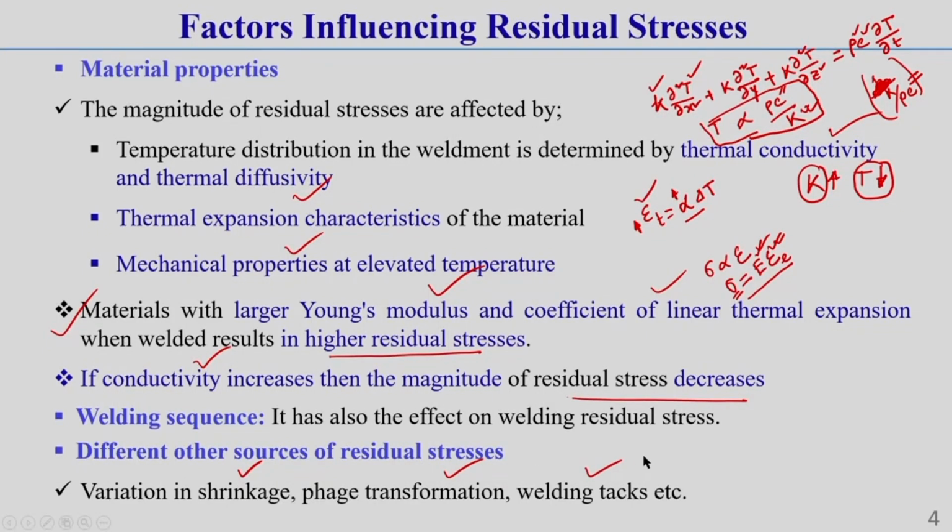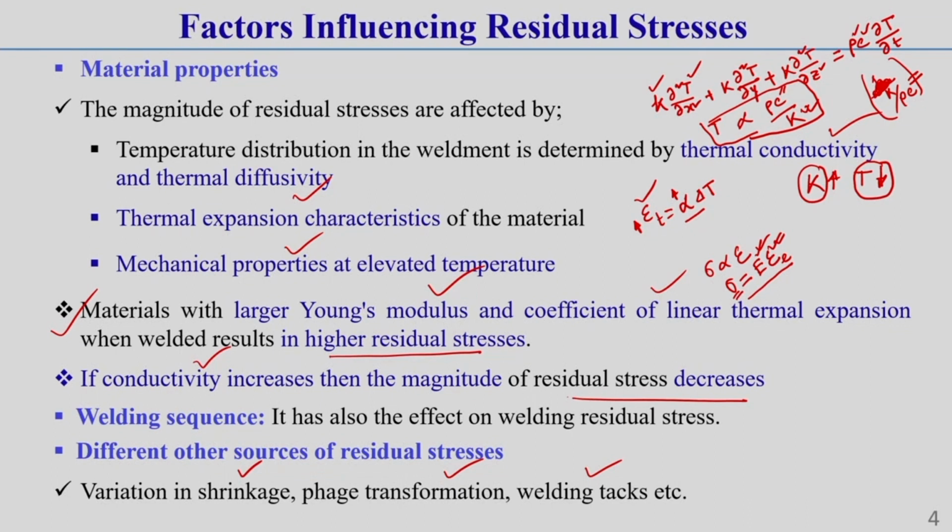This phase transformation related thing I have already explained in the last lecture. So, we know once a material is subjected to rapid heating and cooling, then different types of phase and microstructure changes occur, correct. Like austenite structure changes to ferrite, pearlite, bainite, martensite types of structure. It depends on cooling rate also.